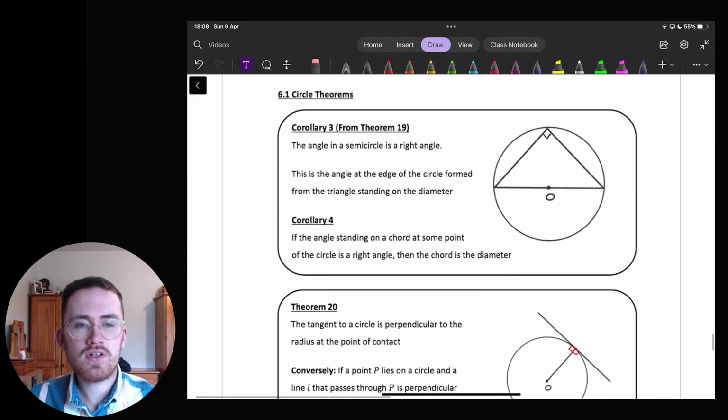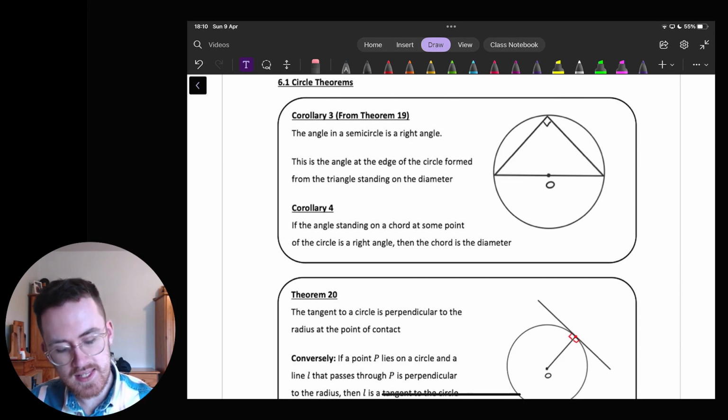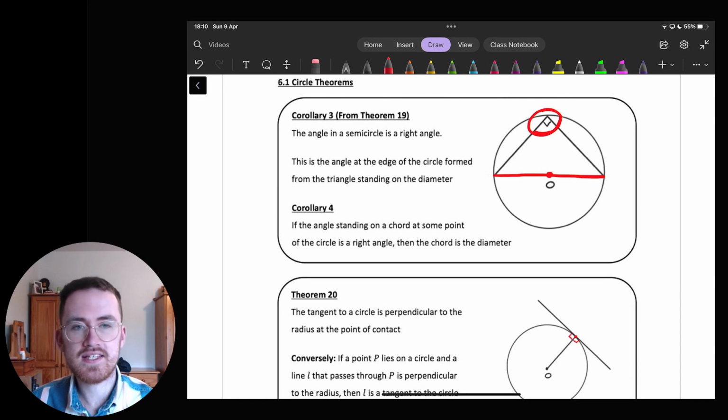Looking at some of our circle theorems, then, some of our rules that we kind of need to know so that we can use them, not necessarily that we need to be able to state them back. So the first one is that the angle in a semicircle is a right angle. And what we mean by that is if I have a circle and I draw a triangle within that circle, which has the diameter as one of the sides, okay, so it has to go through the center, then that means that this angle up here, where it touches the top of the circle, will be 90 degrees.